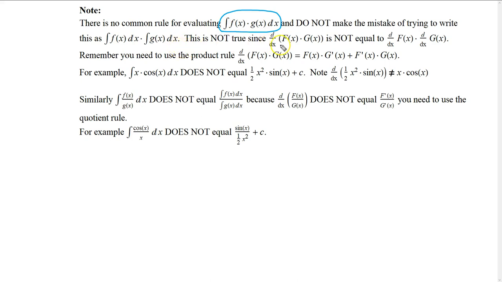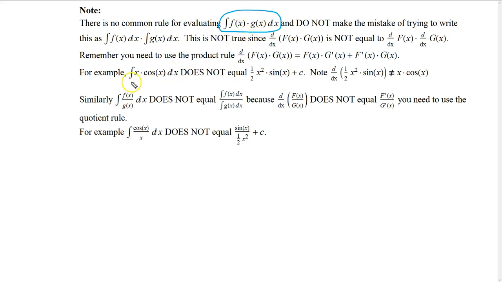And that's because if you differentiate f times g, it is not equal to the derivative of f times the derivative of g. You have to use the product rule, right? The derivative of f times g is f times g prime plus f prime times g. So because of the product rule, you can't say that the antiderivative of f times g is the antiderivative of f times the antiderivative of g. That is not true. So don't make that mistake.